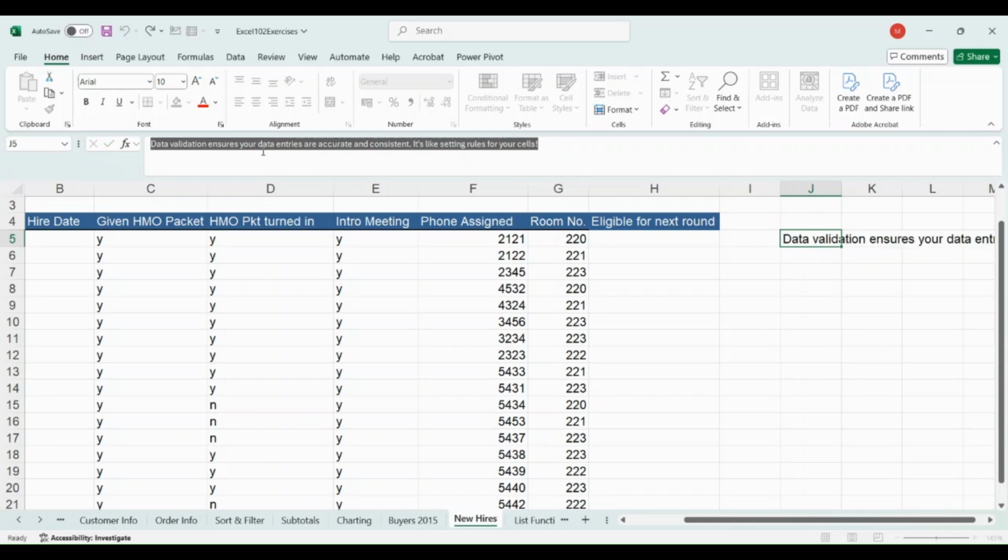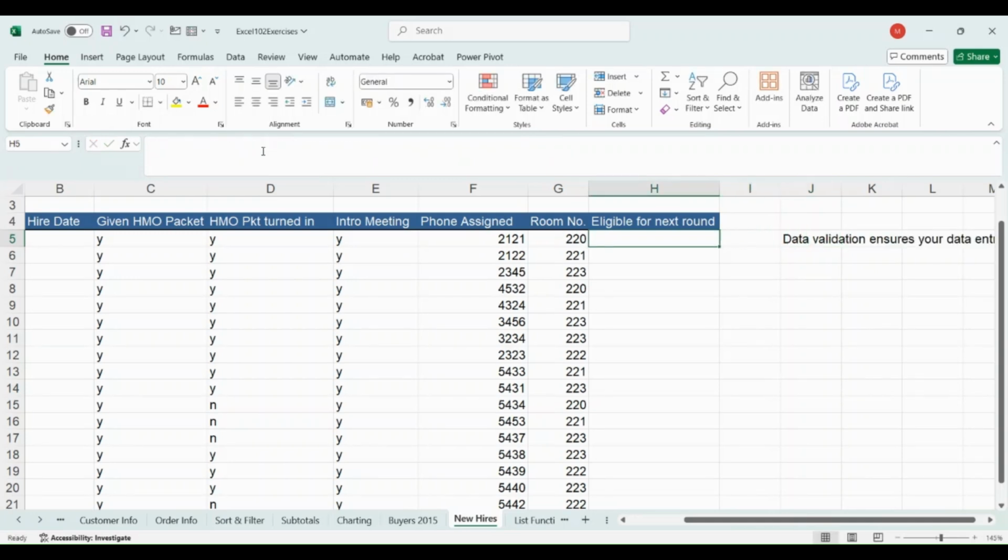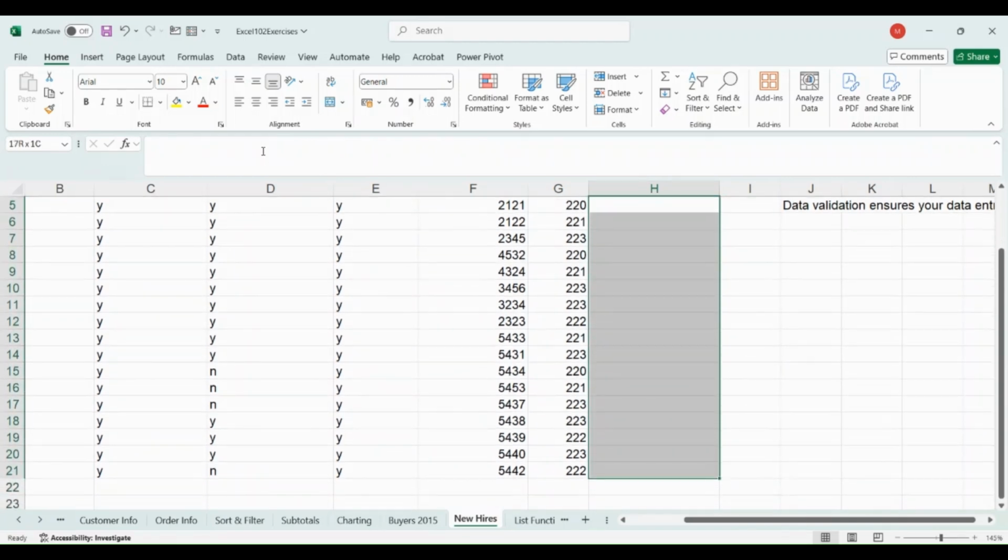For example, I shared this sheet with my colleague, but I want only one thing: he or she is only eligible to edit yes or no in this cell. So how can we do this? At that time I can use data validation. So how can we use this?